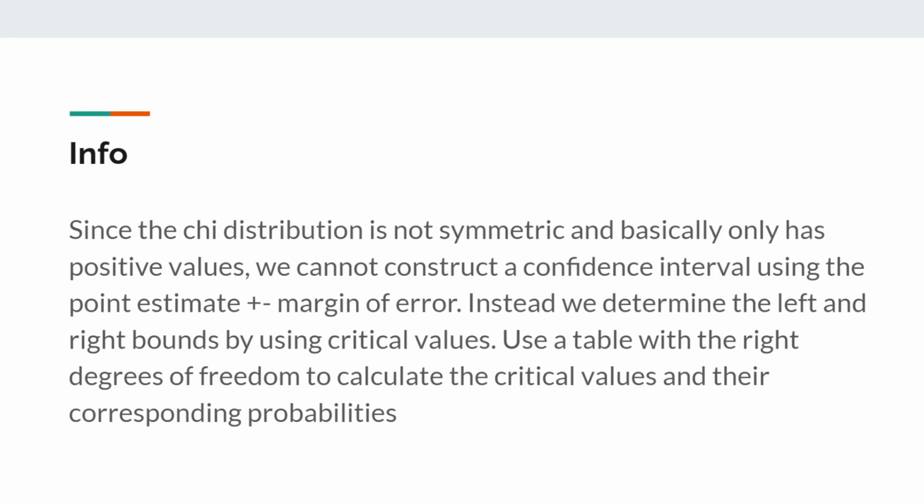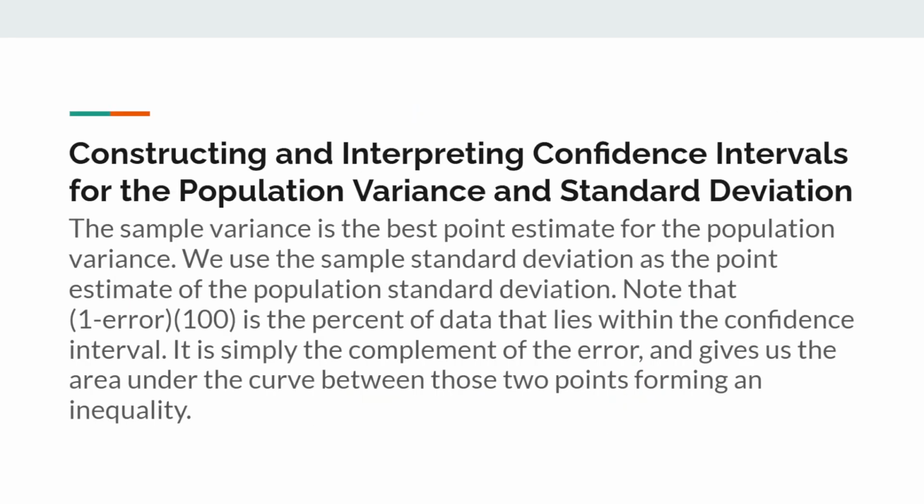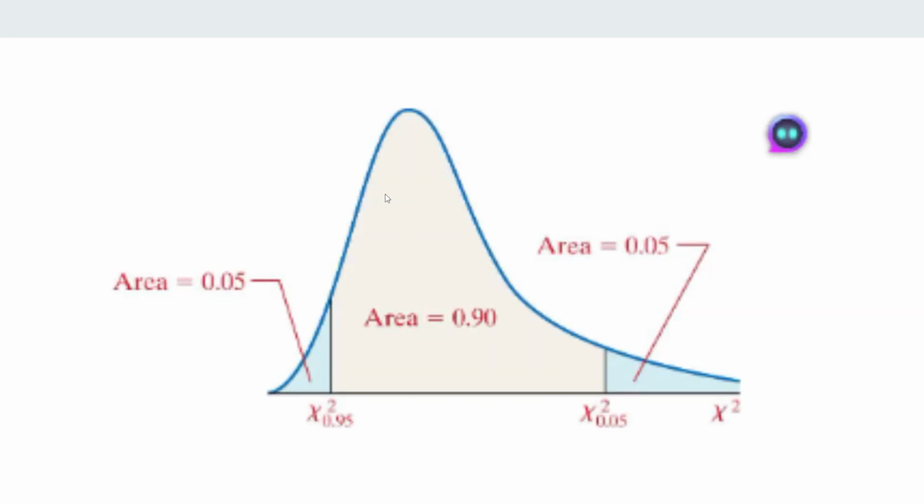Since the chi distribution is not symmetric and basically only has positive values, we cannot construct a confidence interval using the point estimate plus or minus the margin of error. Instead, use a table with the right degrees of freedom to calculate the critical values and their corresponding probabilities. So let's say we calculate a sample variance using a sample, which is just standard deviation squared, and then we find it on this graph right here. Then we use the chi-squared distribution to see which chi-squared corresponds to which deviation.